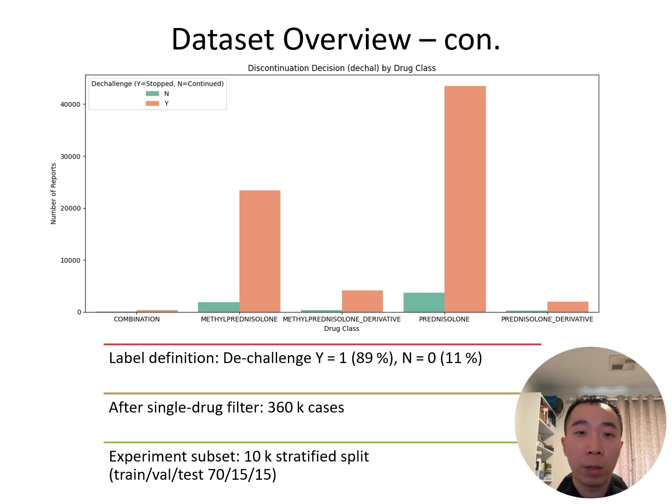After filtering for prednisolone-related reports, we retained approximately 360,000 cases. From this, we stratified a 10,000 sample subset that preserves the original 8-to-1 positive to negative class imbalance, split into training, validation, and test sets using a 70-15-15 ratio.